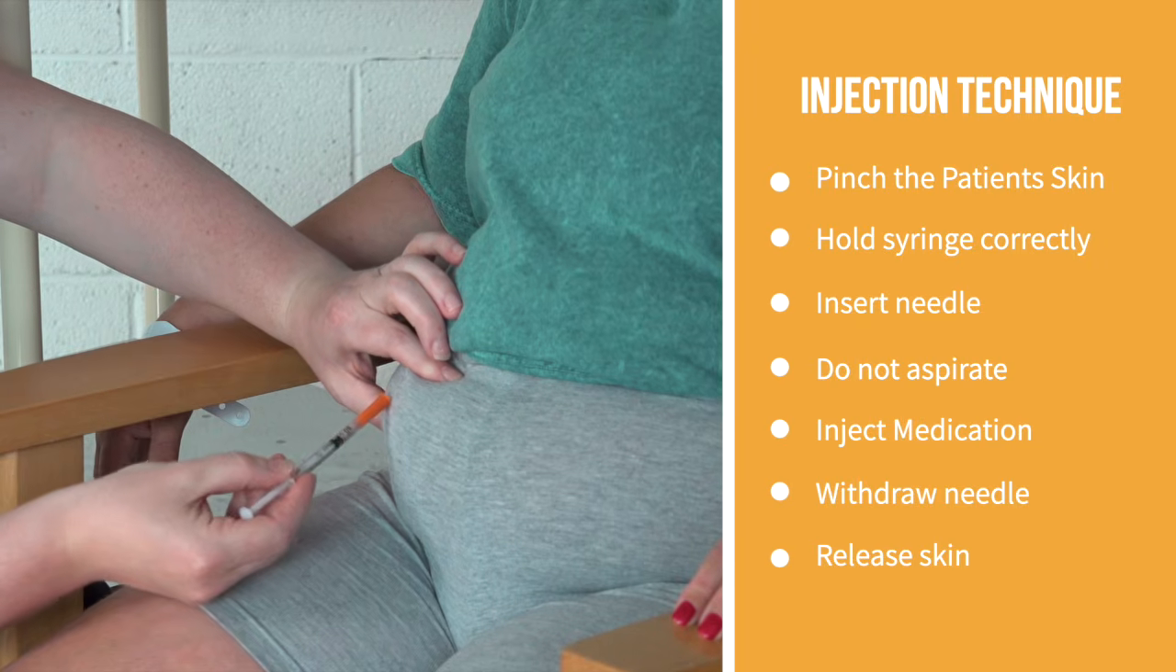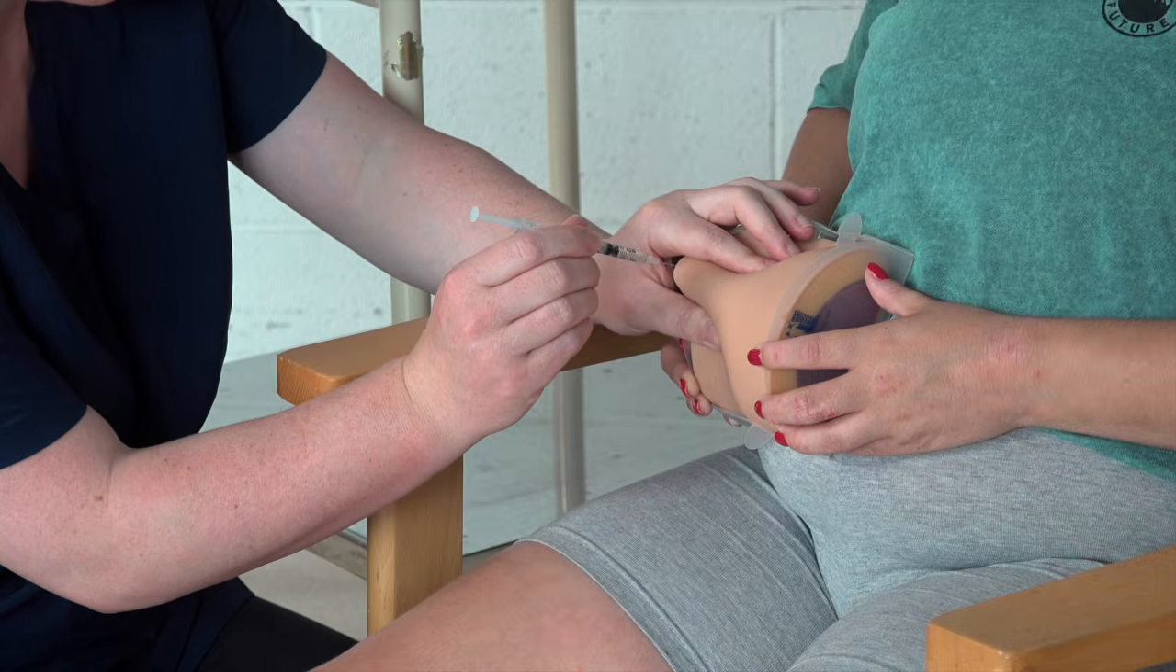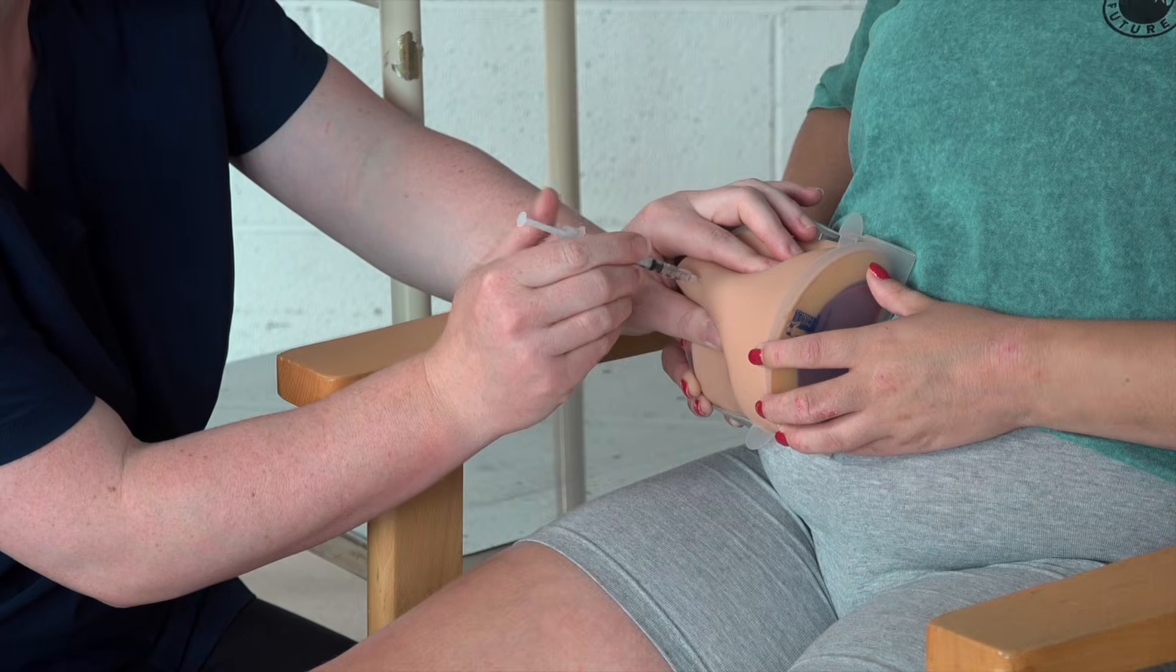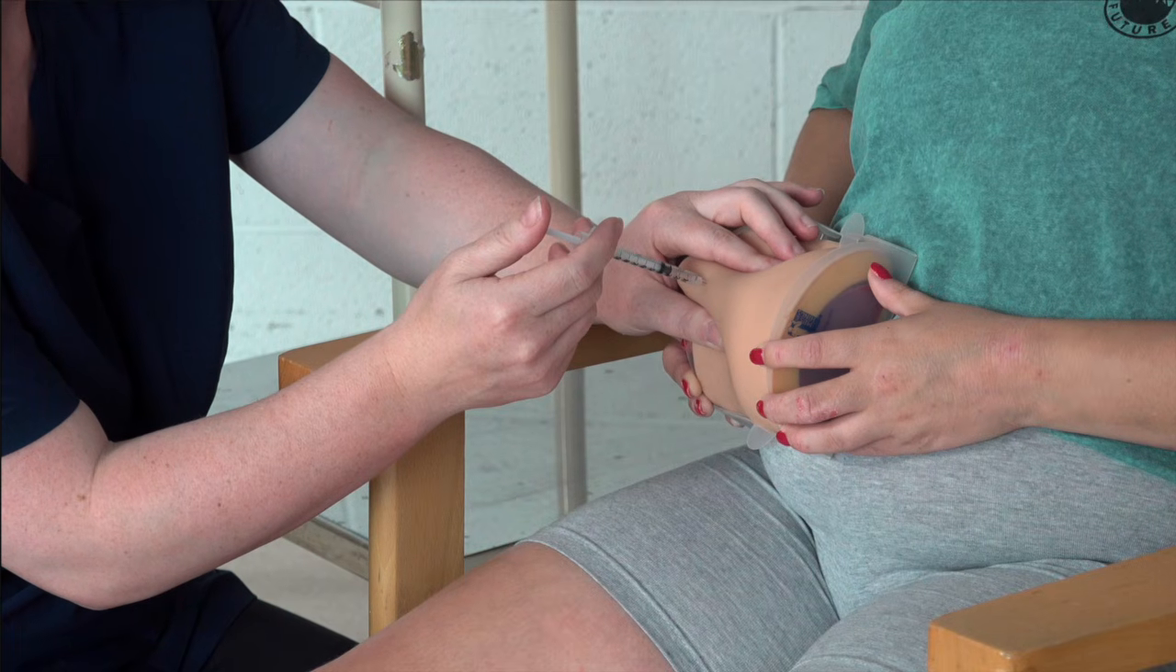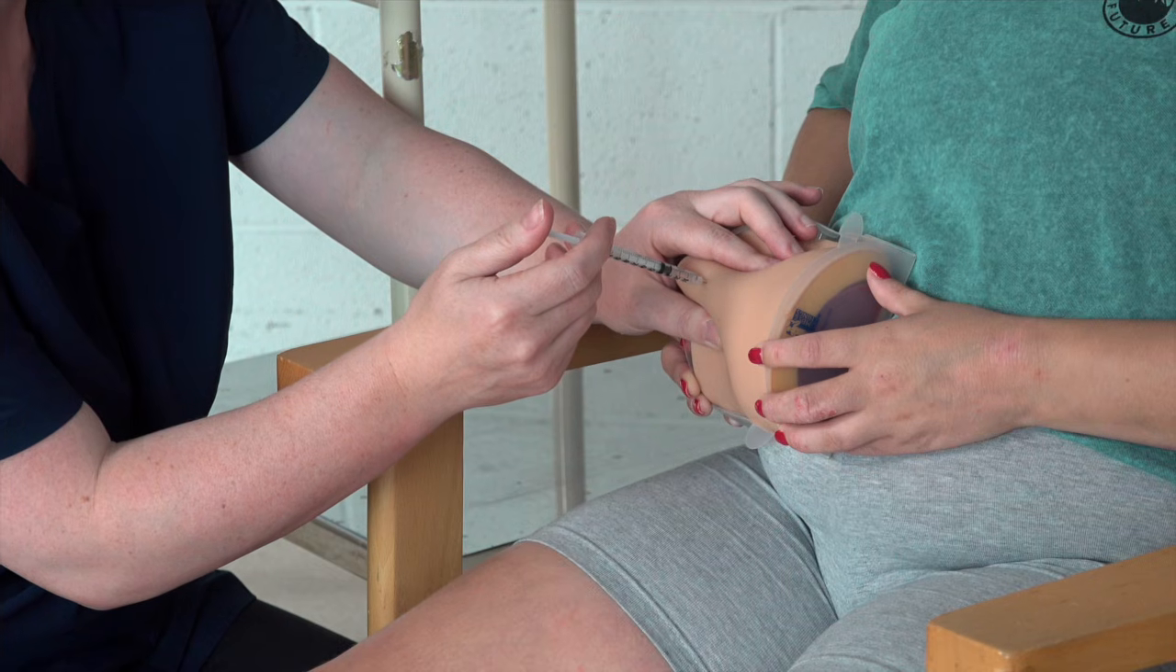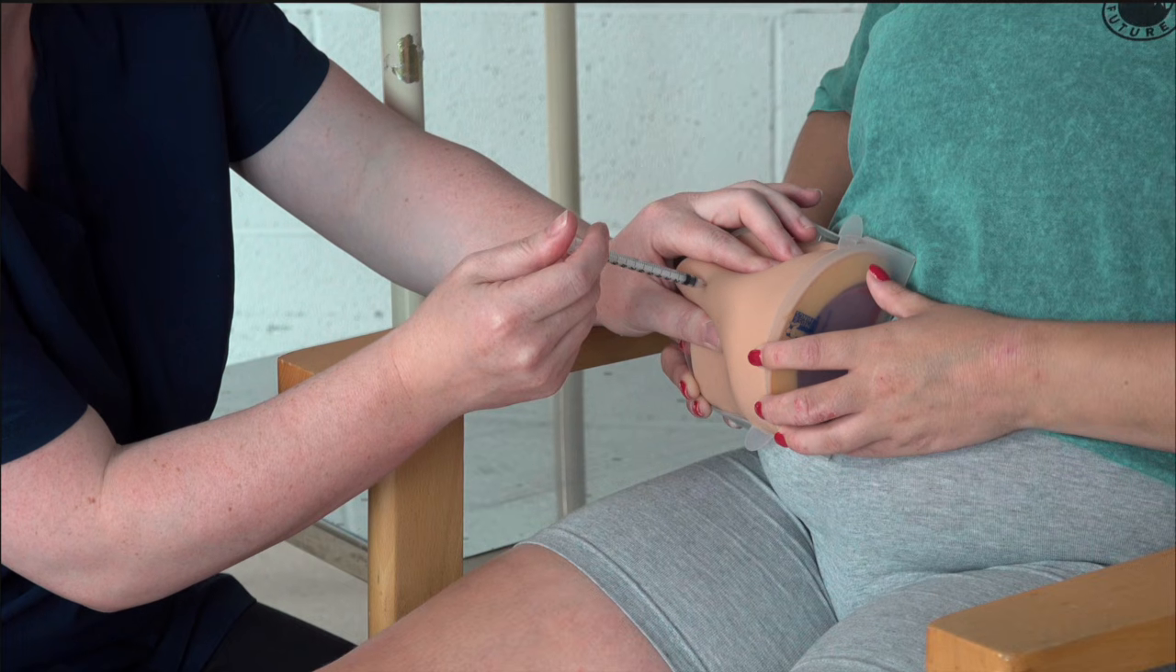Hold the syringe and needle in your dominant hand and pinch the skin together using the non-dominant hand to lift the tissue away from the underlying muscle. Insert the needle at the required angle using a dart-like action. Depress the plunger and inject the drug slowly.